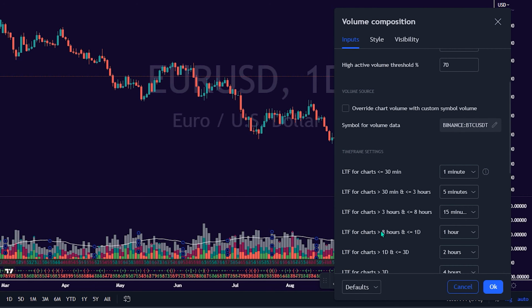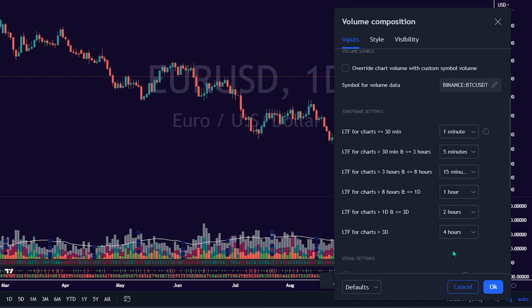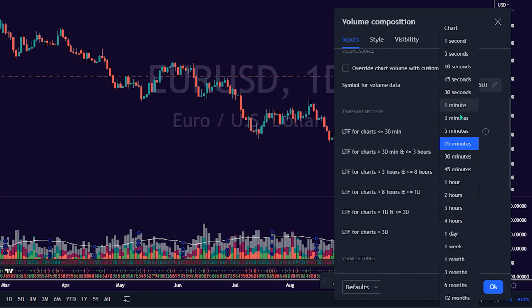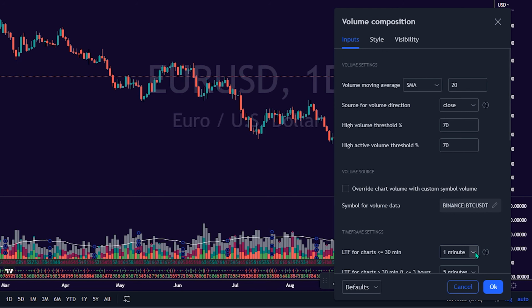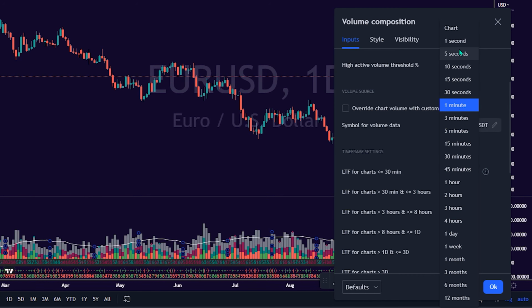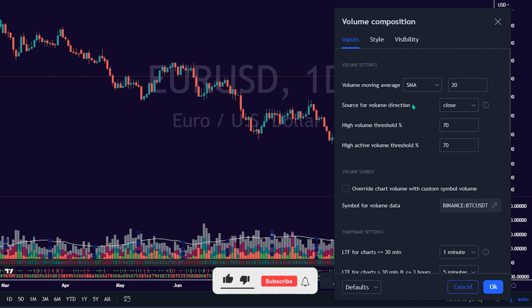Charts greater than 8 hours and lesser or equal to 1 day is 1-hour time frame. Charts greater than 1 day and lesser or equal to 3 days is 2 hours time frame. Charts greater than 3 days is 4-hour time frame. These time frame settings can be changed by traders. The lower the time frame, the more precision you get, but with the cost of less historical data and slow loading time. Users can also choose which source to use for determining buy or sell volume.